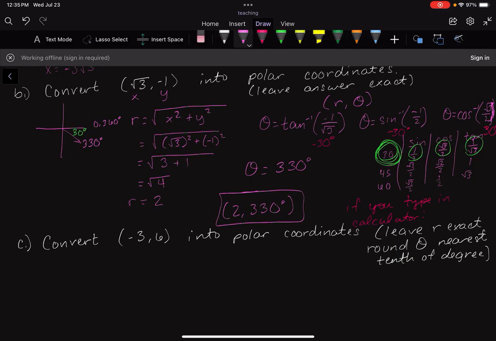So for this one, a very similar idea. We're looking for r, theta. We're being given x and y. This one, I have a negative x and a positive y, so that's going to put me somewhere in quadrant 2.